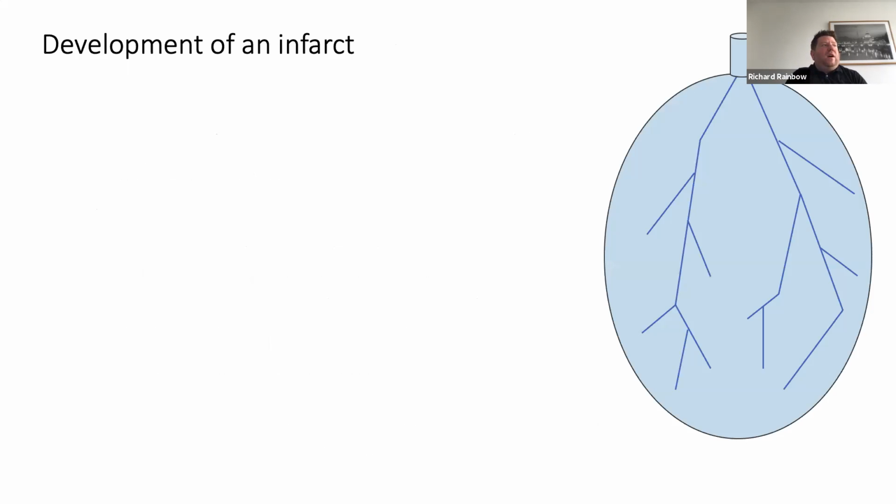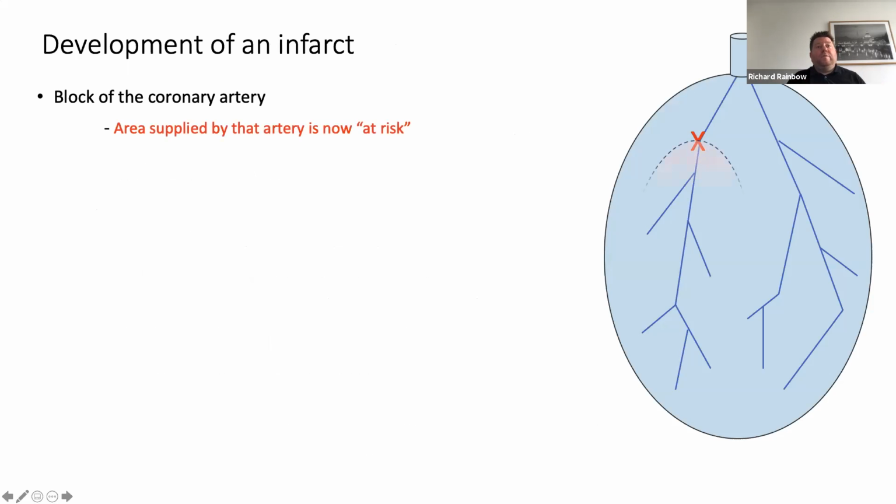So during a heart attack, this rather ropey diagram is supposed to be a heart, and these are supposed to be coronary arteries coming off of it. So if you imagine you've got an occlusion at this point here, that means anything that's downstream of that block of the artery is now at risk from damage during this ischemia.